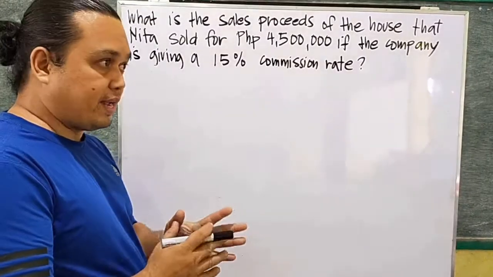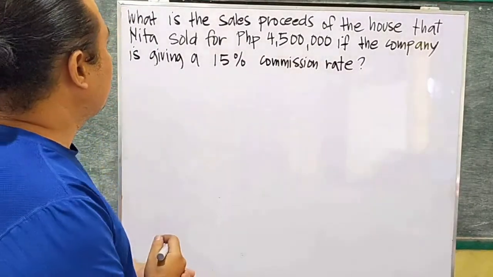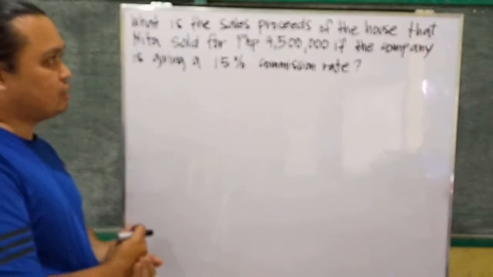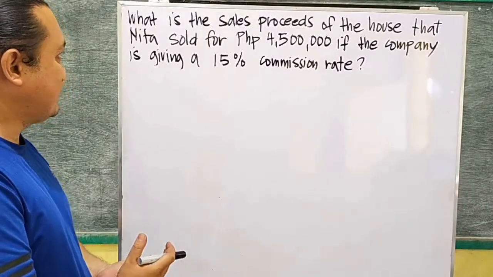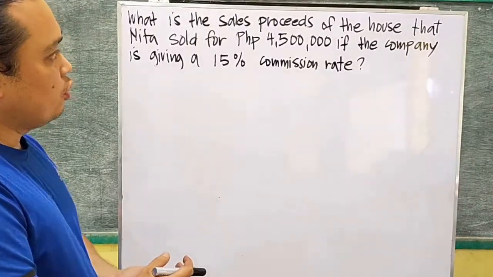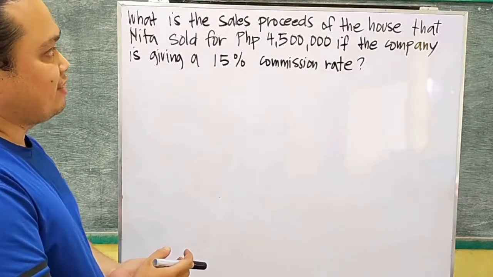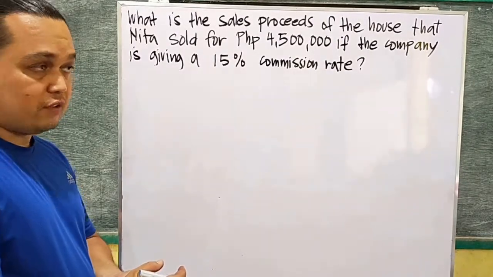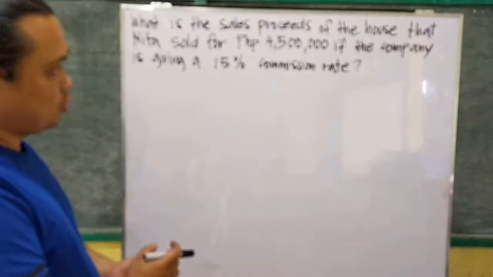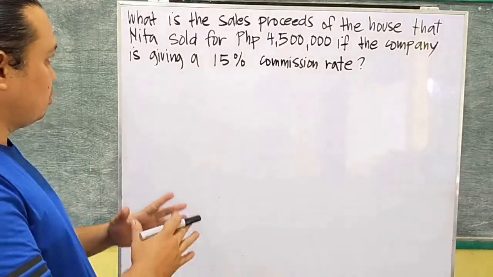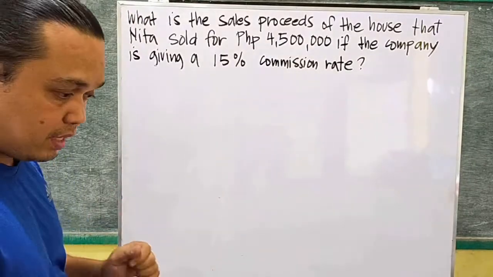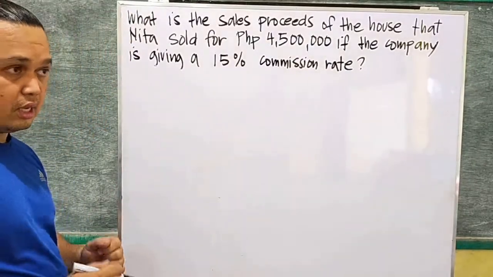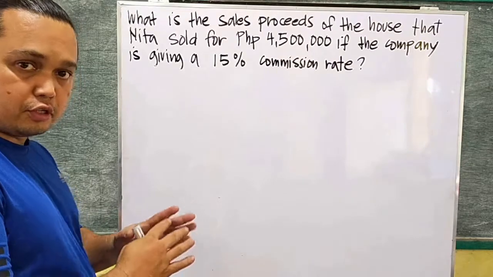For our next example, we have here: what is the sales proceeds of the house that Nita sold for 4,500,000 Philippine pesos if the company is giving a 15% commission rate? We are still looking for the sales proceeds. But to answer that, let's first write the given.